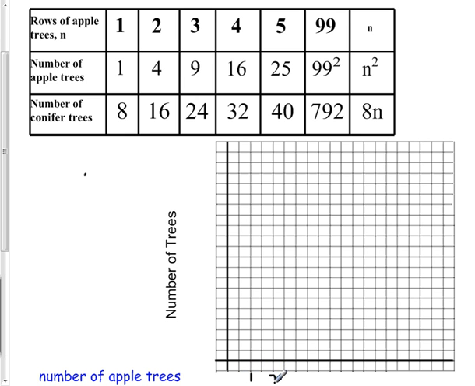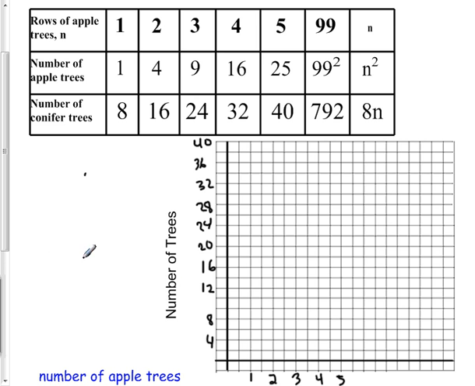So 1, 2, 3, 4, 5, and so on. And then for the number of trees, it looks like the biggest number here is 40. If we go up by 2s, it'll fit. So 2, 4, 6, 8, 10, 12, 14, 16, 18, 20. This would be 24. This would be 28. This would be 32, 36, and 40. All right, cool.